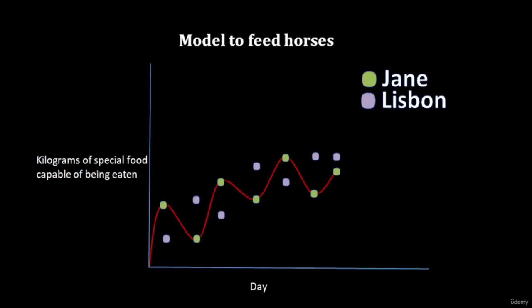Now, let us plot Lisbon's feeding pattern on the graph. If you notice, while the model is able to feed Jane and reduce waste very well, it is unable to do the same for Lisbon. We see days that the model provides much more food than Lisbon is capable of eating, and days where not enough food is provided to match Lisbon's eating capability.